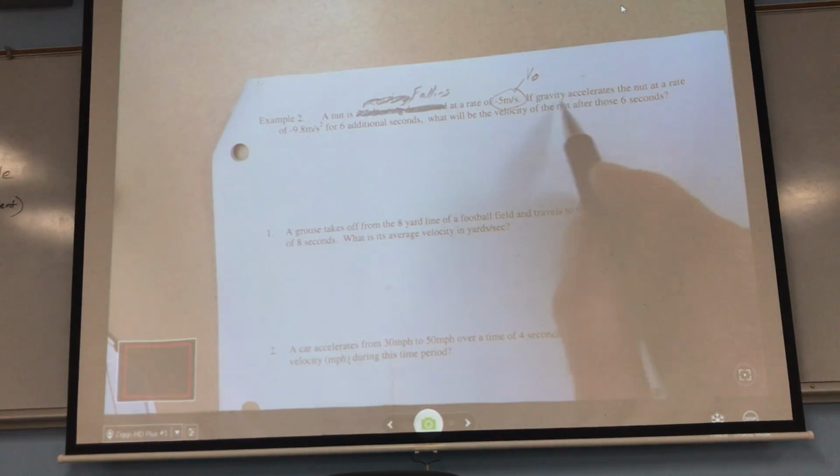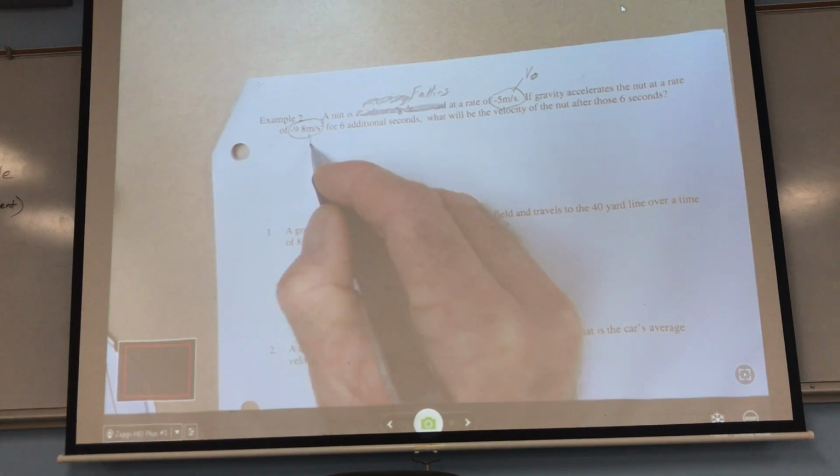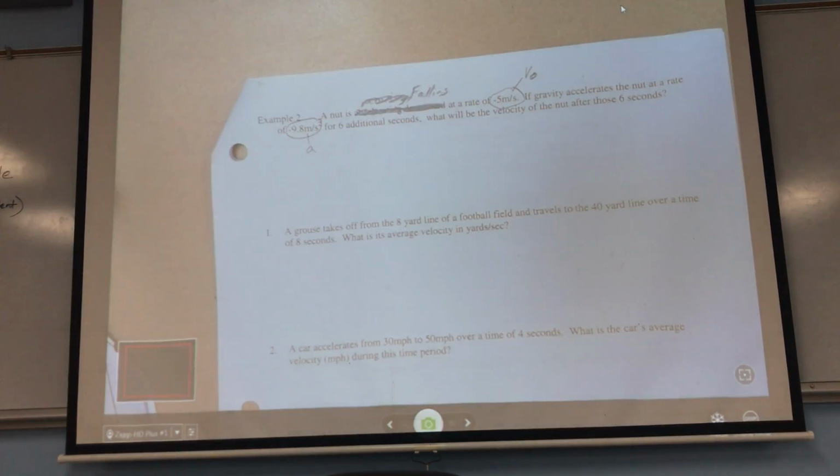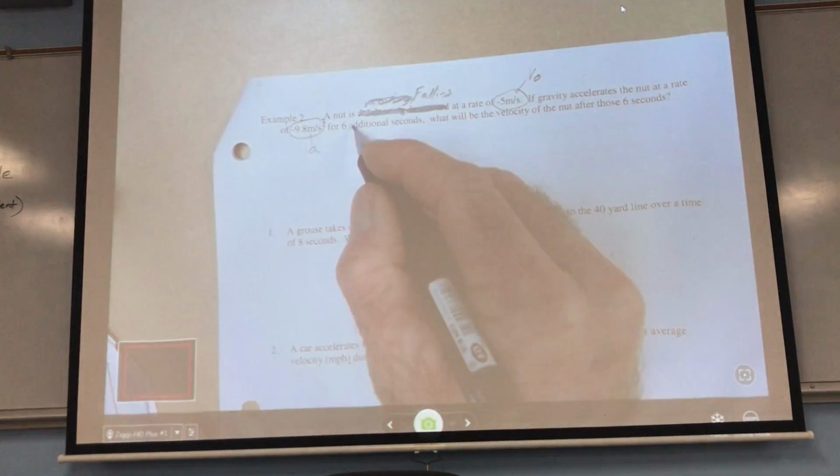If gravity accelerates the nut at a rate of negative 9.8 meters per second squared, why is that negative? Because it's accelerating downward. So it's going downward and accelerating downward. You can be going up and accelerating down, but this isn't. And it's doing that for an additional 6 seconds.